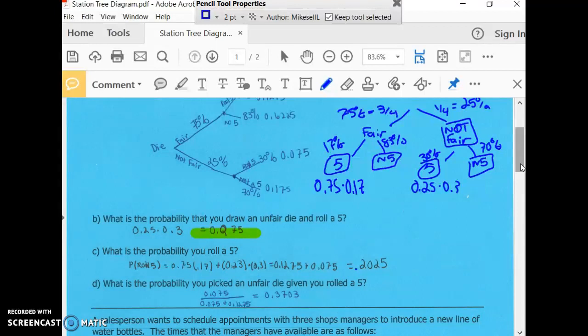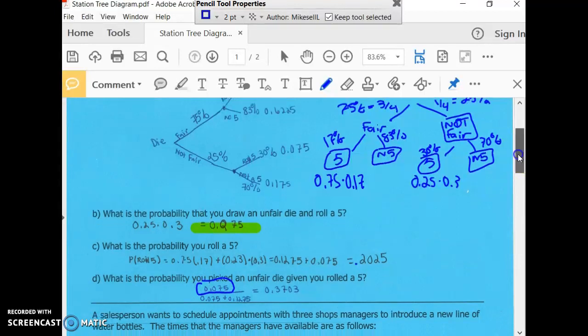And then the next part: what's the probability you picked an unfair die given you rolled a 5? So I have to put it over that 0.2025. This is the probability of unfair. Boom, boom, over it. I get 0.375. I think that's a great question.